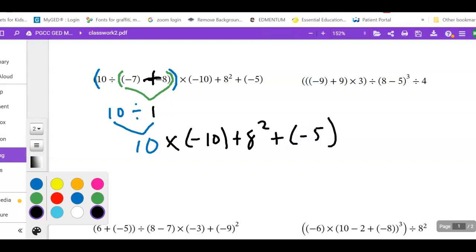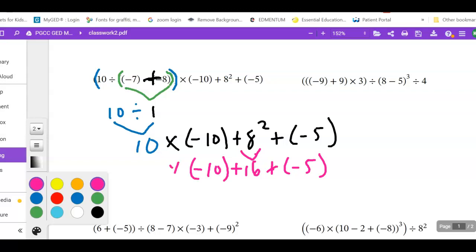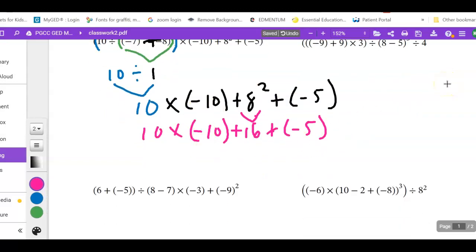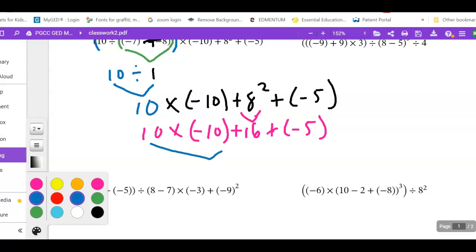Where would I go from here? I'm hoping you said this exponent. If I work with the exponent, I then have 8 times 8. That gives me 16. I'm going to bring down the rest. That's positive 16. Here we go. Now where do I go? Multiply or divide whatever I see first. I see a multiplication first, which means I see this. 10 times a negative 10. That's a negative 100. Bring down your rest.